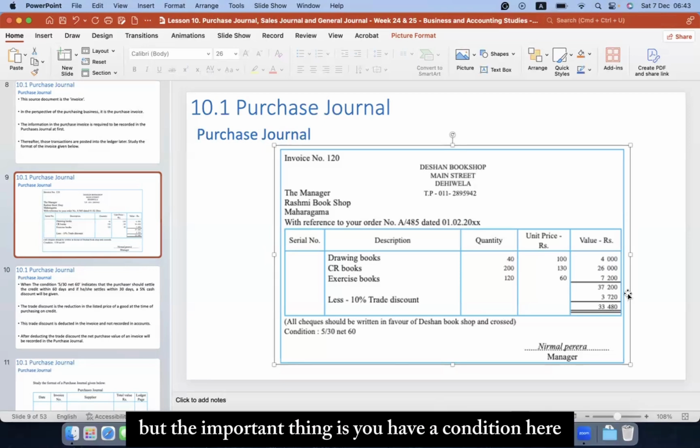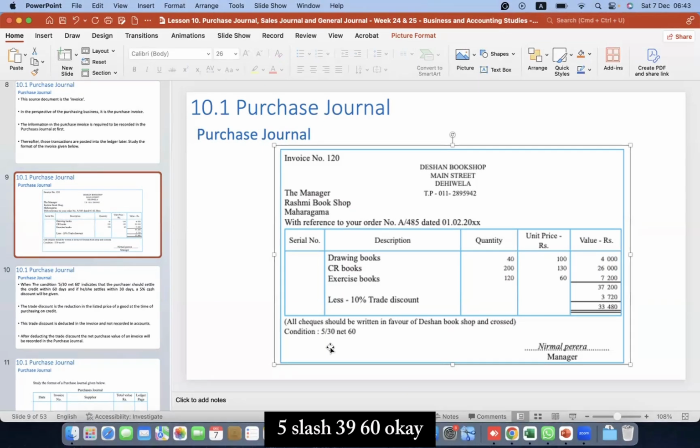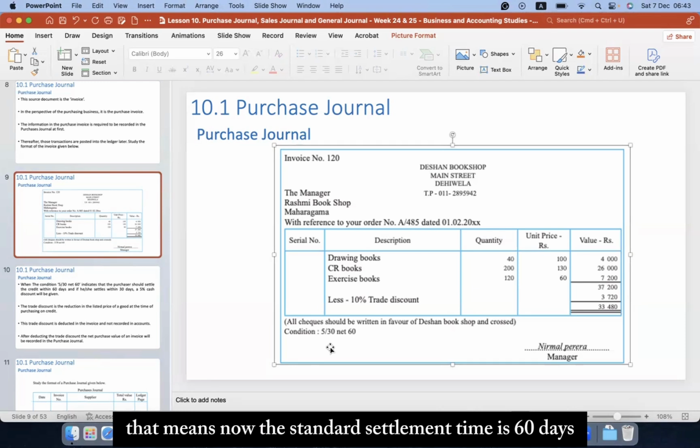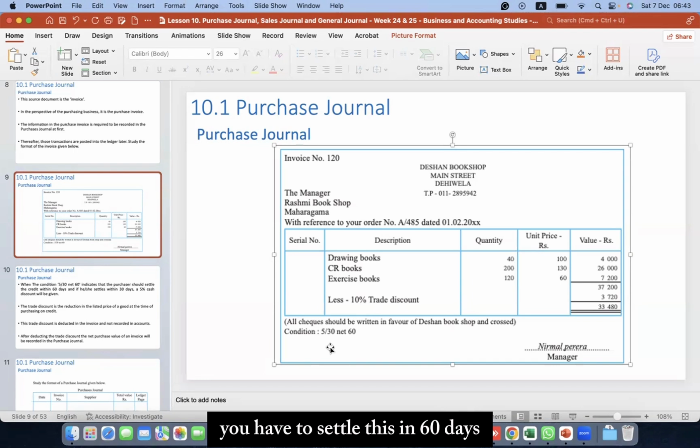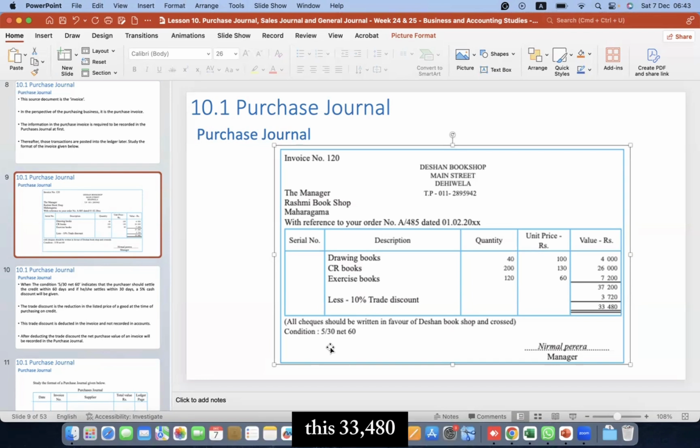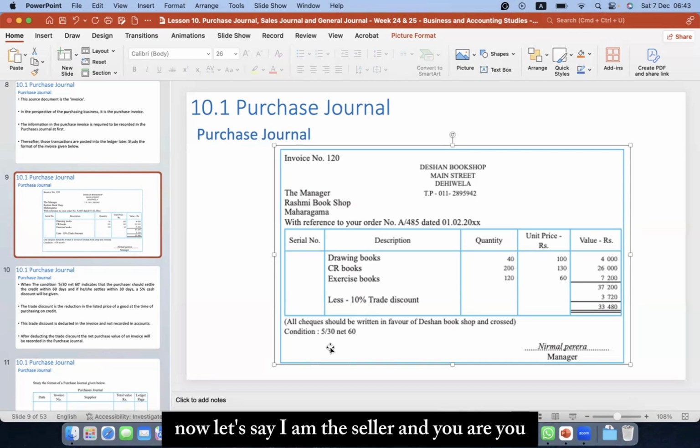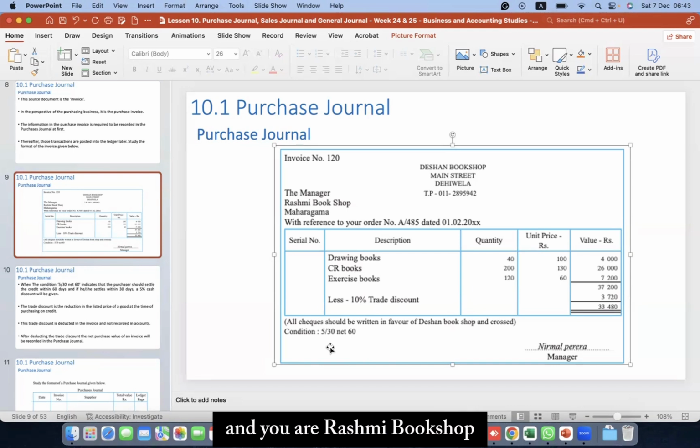But the important thing is you have a condition here, 5 slash 30 net 60. That means the standard settlement time is 60 days. You have to settle this in 60 days. This 33,480. Now let's say I am the seller and you are the person who is buying it. Now let's say I am Deshan Bookshop and you are Rashmi Bookshop.